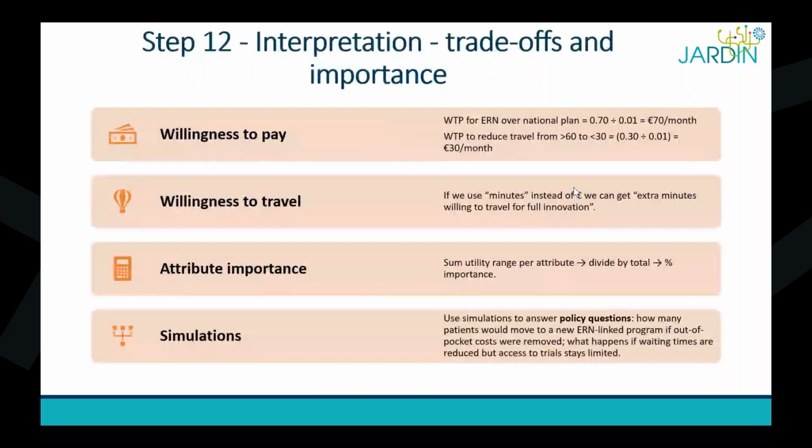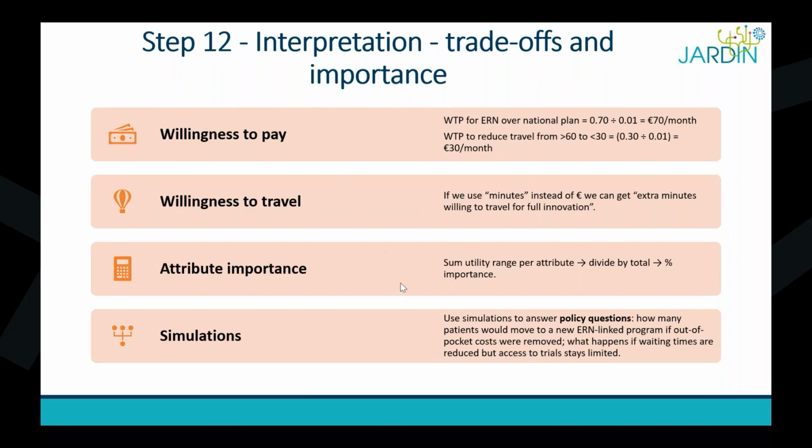And then once you do the analysis, comes probably the last step. You interpret, and we have several metrics. Like I said, you can obtain willingness to pay, how much money they're willing to pay, for instance, for a European reference network based model compared to the national plan. We can calculate willingness to travel because we have travel time and cost, and this allows us to indirectly estimate the willingness to pay and the willingness to travel. You can also compute the attribute importance. Which attribute is the most important? Is it the European reference network or something else? Is it access to innovation?